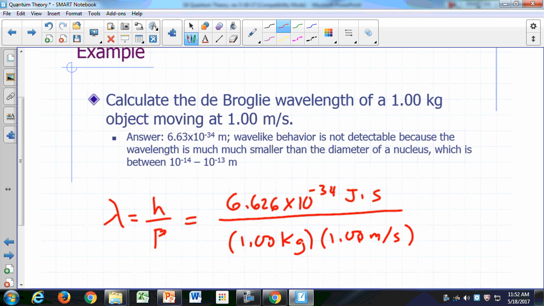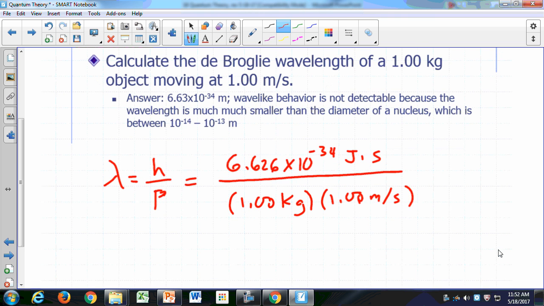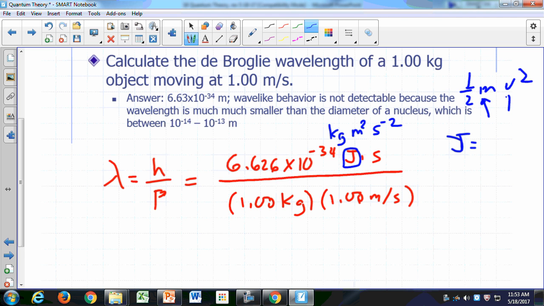So let's look at our units here. A joule is a kilogram meter squared per second squared. Remember, a joule is a unit of mass times a squared unit of speed. If you recall, energy is 1/2 mv squared, so a unit of mass times a unit of speed squared. That's one way of thinking of joules.